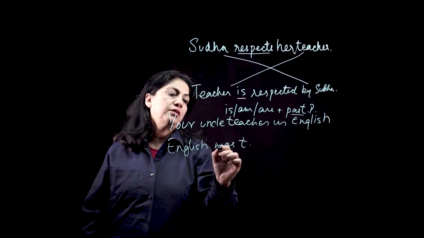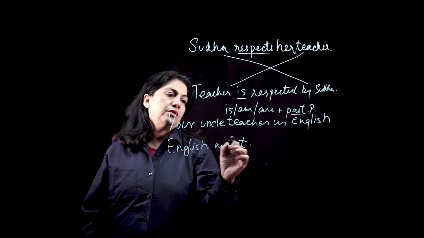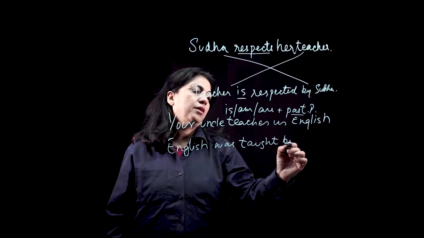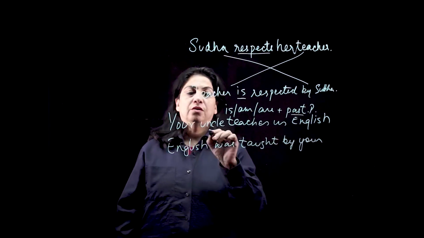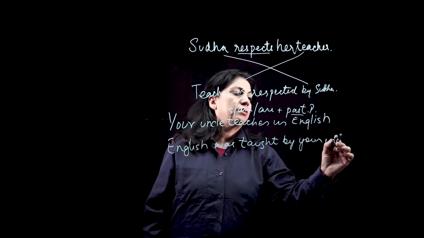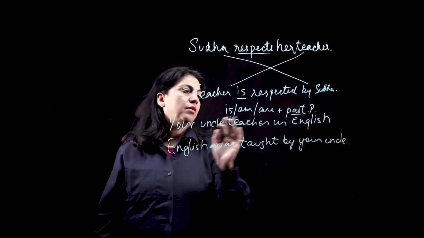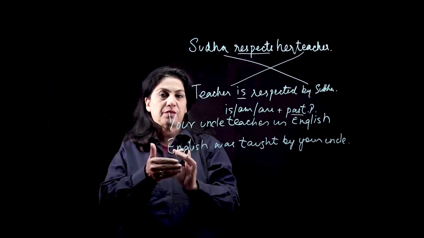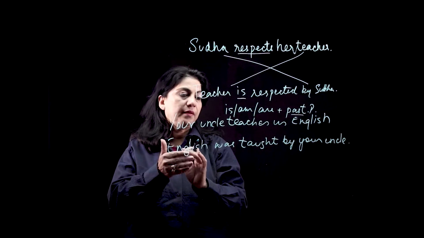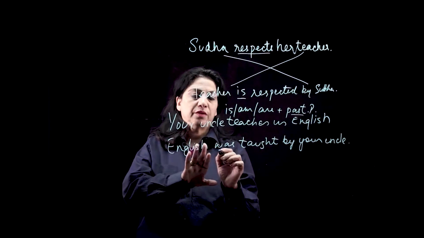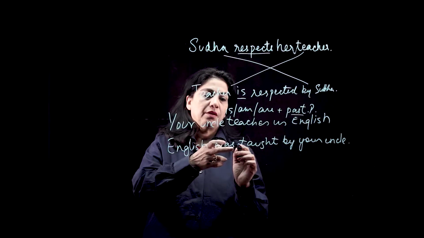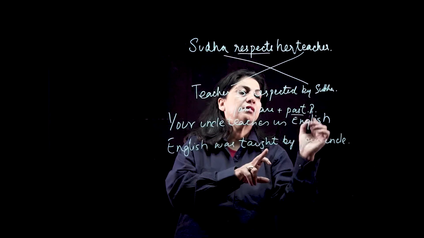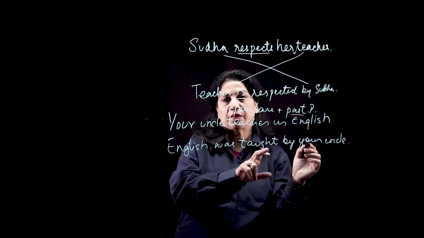English was taught by your uncle. Yes? So what did we do? The subject and object swapped, and the object became the subject, and the one who was the doer of the action comes after by. Now, English was taught: we have is, was, are, and we got was here. In was taught, we are using the past participle over here. So we have taught here.